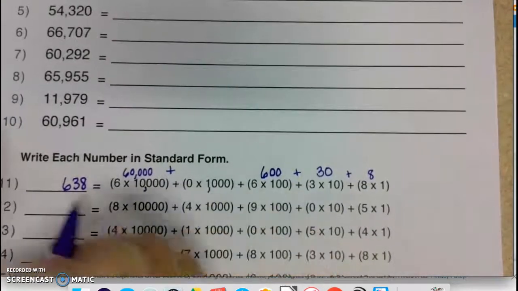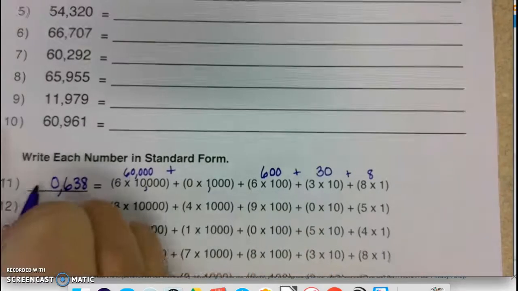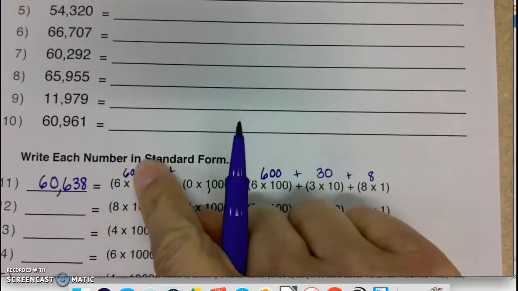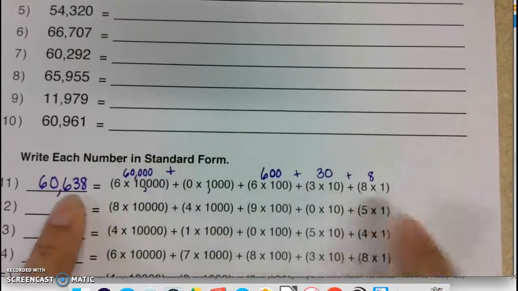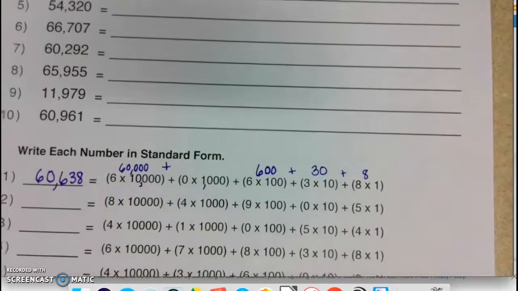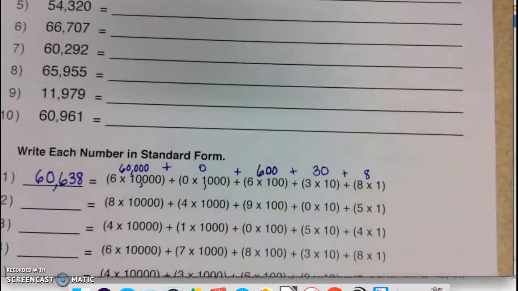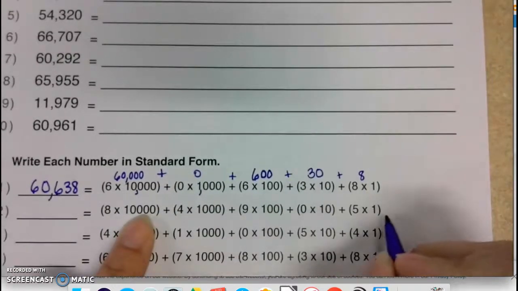I don't have any thousands. So you can put a 0 in the thousands place and a 6 in the 10,000s place. So there's our 60,000. There's the 60 for the thousands family. That matches. And then we have 638 for the units family. If you want to put plus 0 right there, you can. So you can look at that. You can kind of build your number over here if you want to.